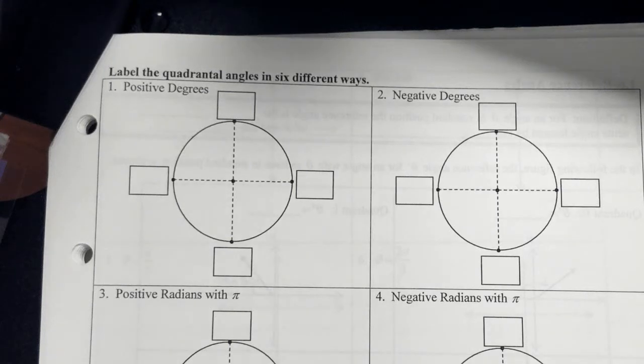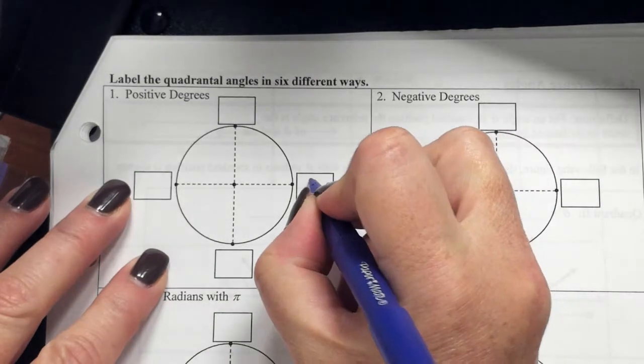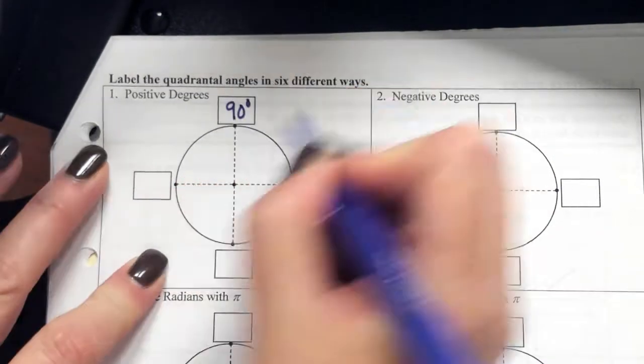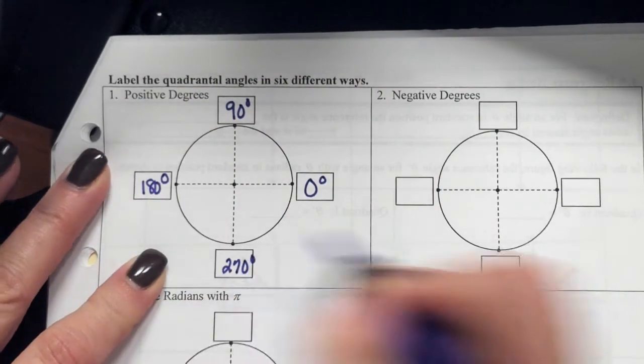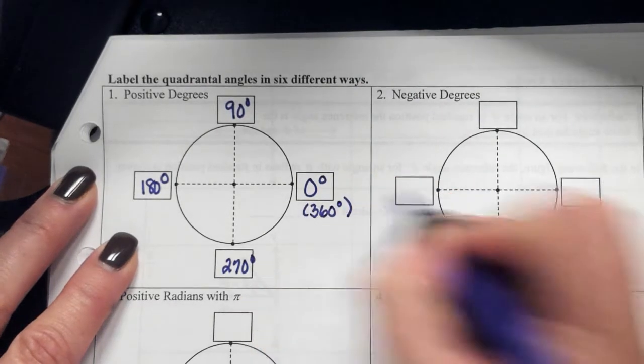To know what the quadrantal angles look like. For example, if you're doing your positive degrees, here's your 0 degrees, 90 degrees, 180, and then 270 degrees. And then one complete revolution all the way around is 360 degrees.